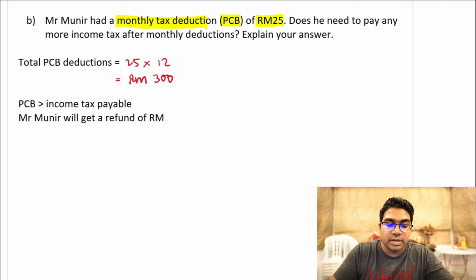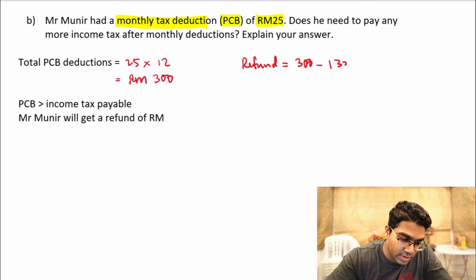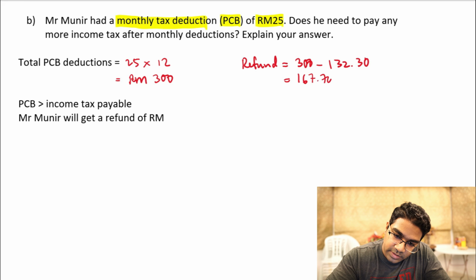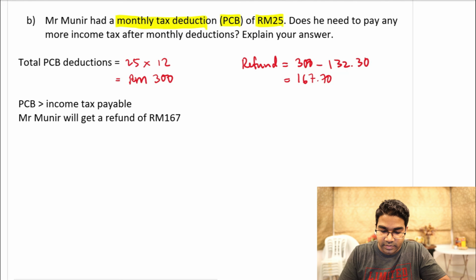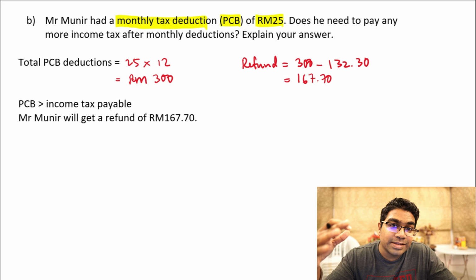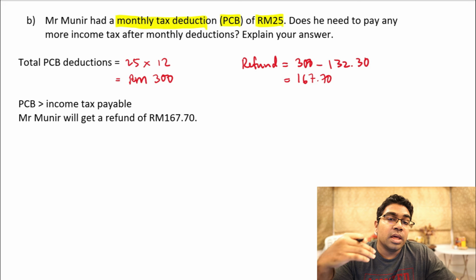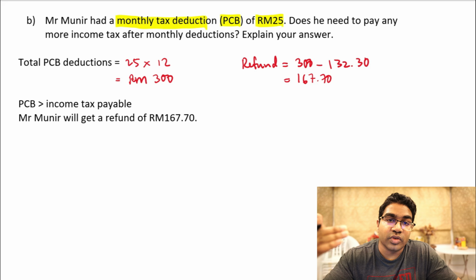So now we have to calculate the refund. That is 300 ringgit. The refund will be 300 minus 132 ringgit and 30 cents, which is 167 ringgit and 70 cents. So this is the amount that he will get as a refund, 167 ringgit and 70 cents. If the total PCB deductions was less than the total income tax payable, then he would need to pay the difference, pay the extra that is owed.